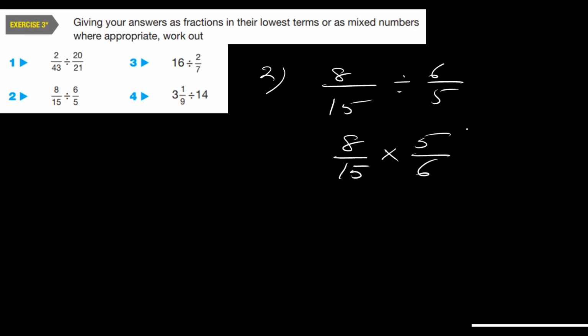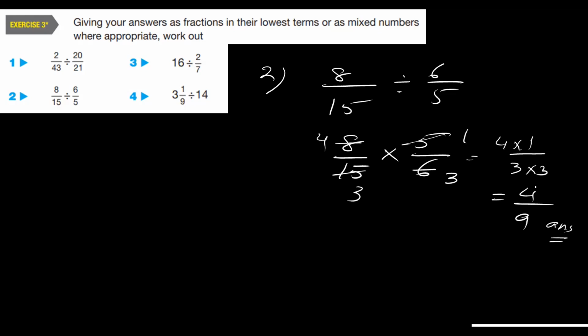Now 5 times 1 is 5, 5 times 3 is 15. 2 divided by 6: 2 times 3 is 6 and 2 times 4 is 8. So we got here 4 times 1 upon 3 times 3. Multiplying numerator with numerator and denominator with denominator. So it becomes 4 upon 9, the answer, because it's not divisible by any other number. So it's in the lowest terms.